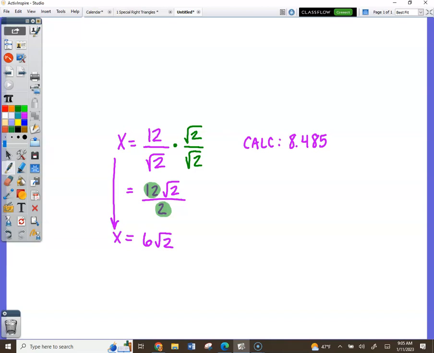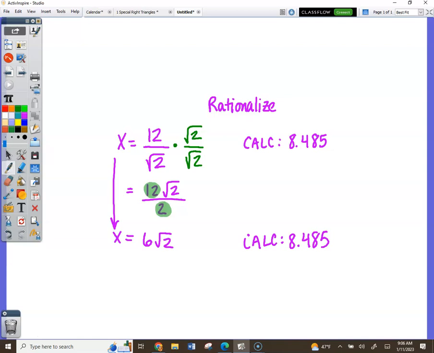And then you would go to your calculator and type 6 square root 2, and you're going to see that it's the exact same decimal. The word for this is called rationalize. If I tell you you have the right answer but you need to rationalize, it means you need to go through this process. You've got to get rid of the square root in the bottom of the fraction. All right, so that's 45, 45, 90 triangles.